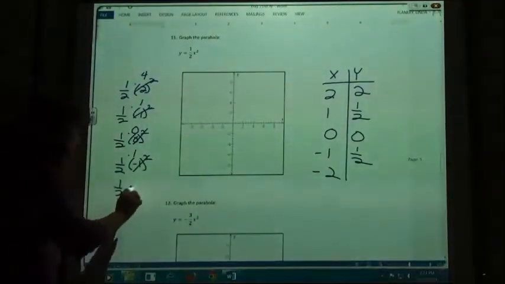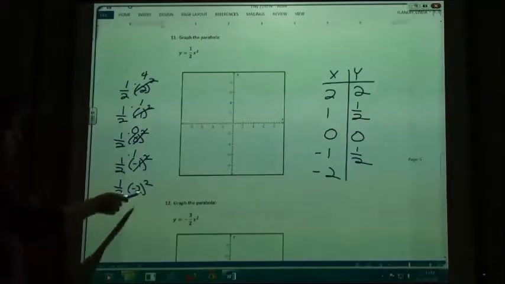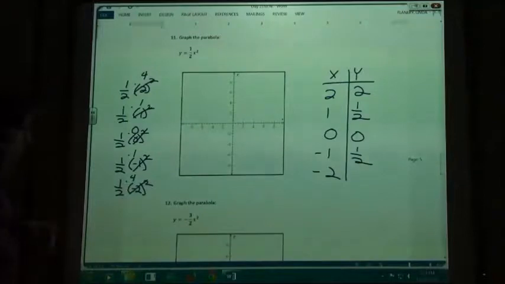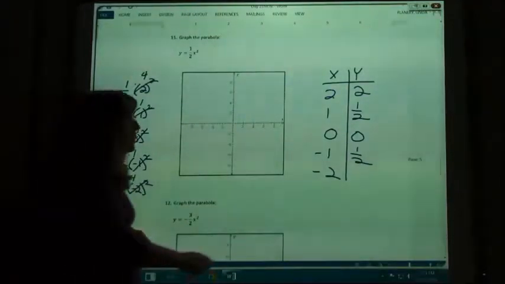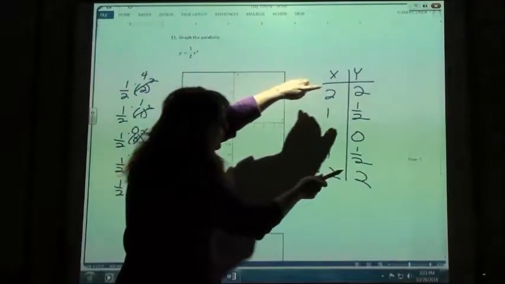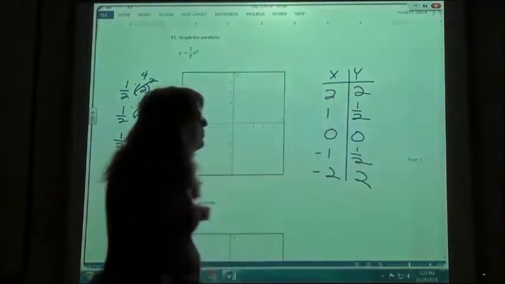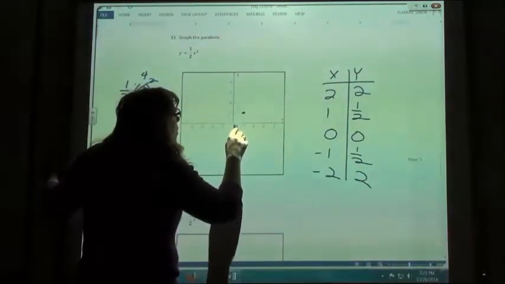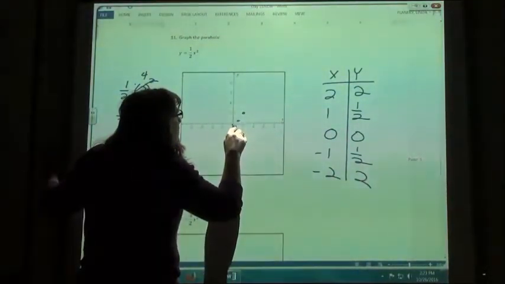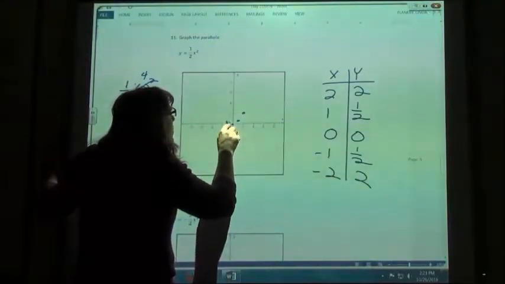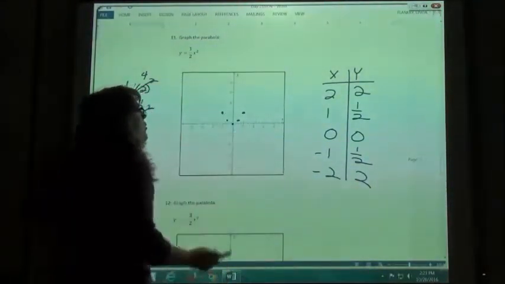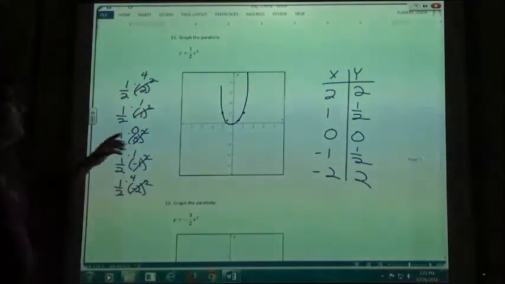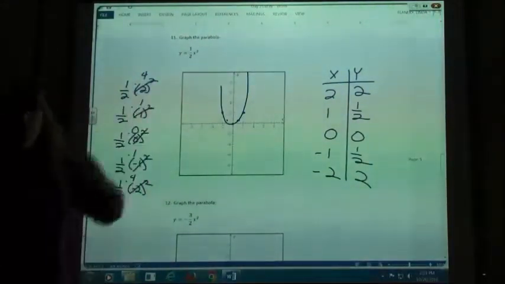And then 1/2 times negative 2 squared. When I square a negative 2 times negative 2, it becomes positive 4. Half of 4 is 2. So those answers match up, 0's in the middle, and I'm going to plot my points. So 2 over up 2, 1 over is up a half, 0, 0, negative 1 is up to 1/2, negative 2 is up to 2, and then you're going to hit the graph button, which is then going to make your parabola. This one's going upwards because my coefficient was a positive 1/2.